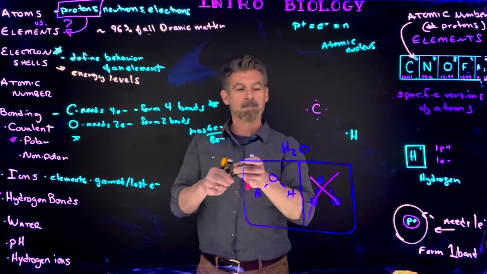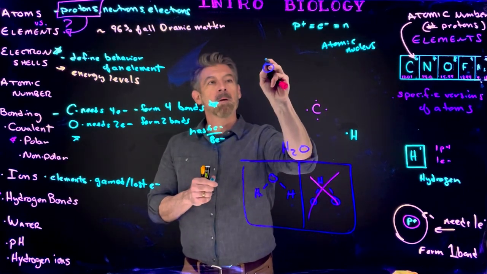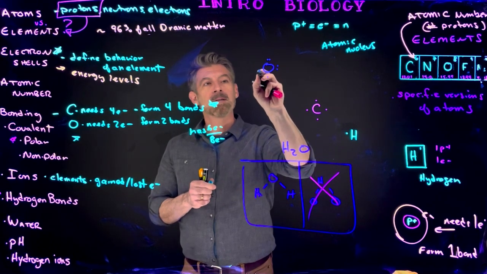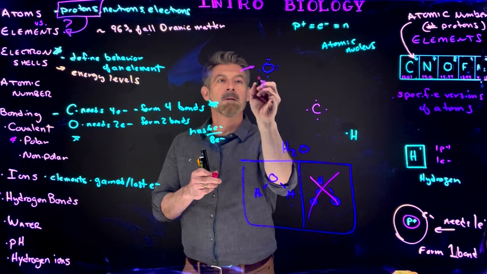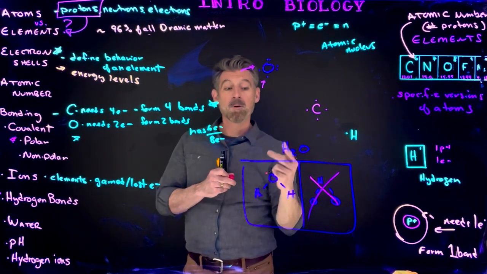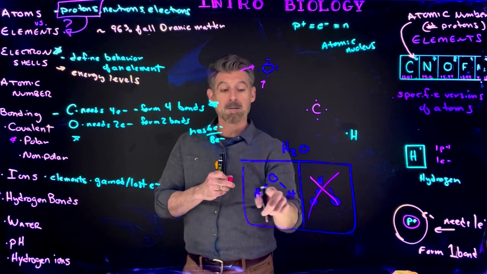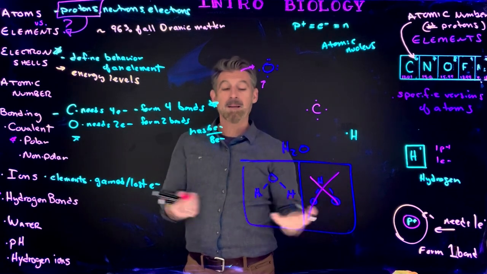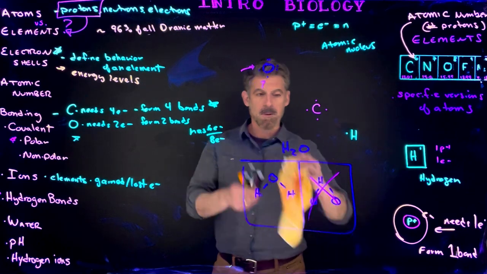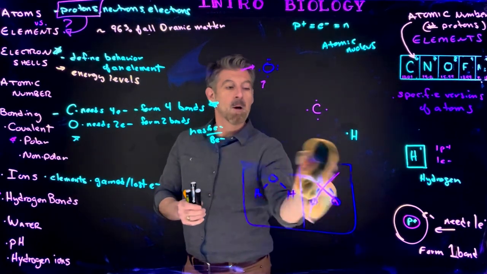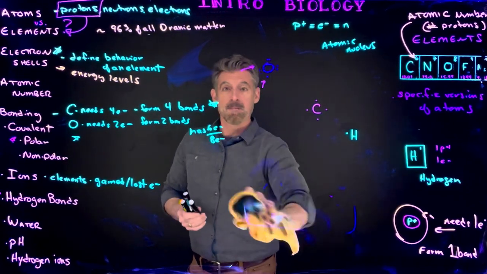Oxygen, if you remember, 1, 2, 3, 4, 5, 6. Oxygen needs 2 more electrons, so it can form 2 bonds. There's 2 bonds, hydrogens with 1, that makes sense. And that is the structure of water. And we're going to get into this in a little more detail in just a bit, since we put some of these things together. But you see what I'm saying?